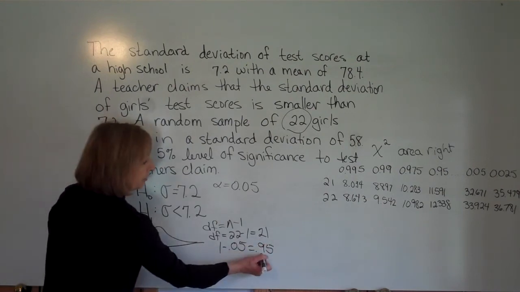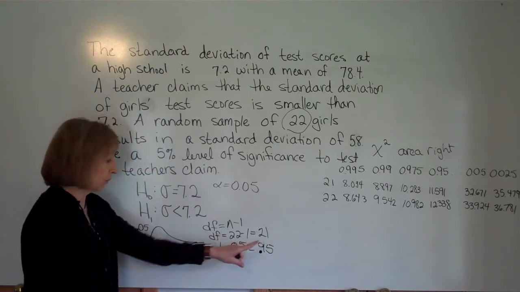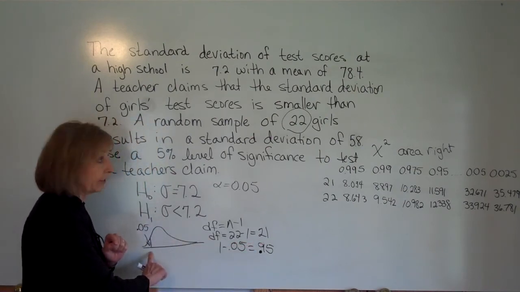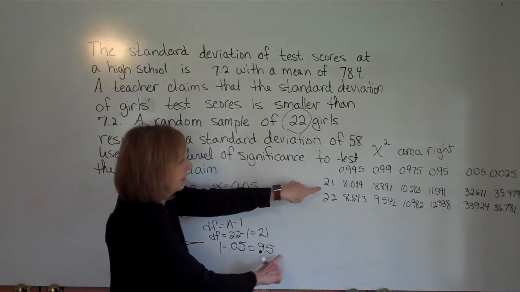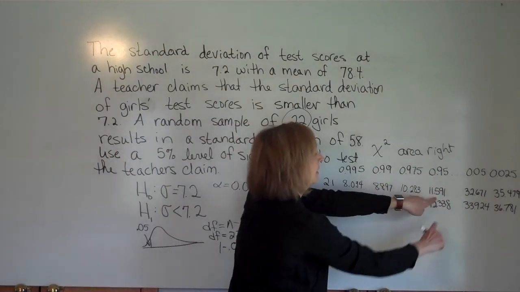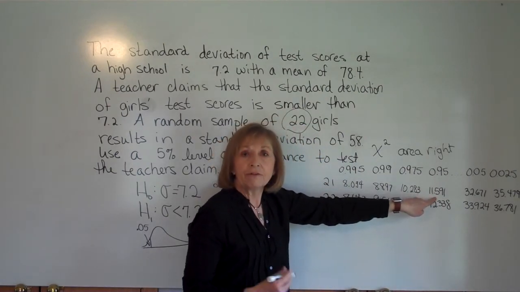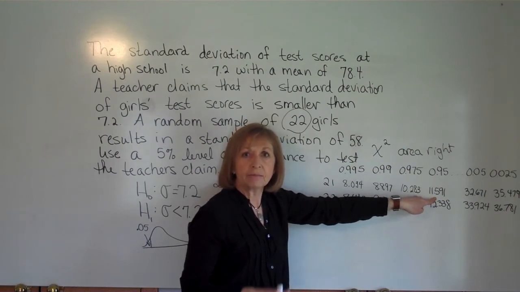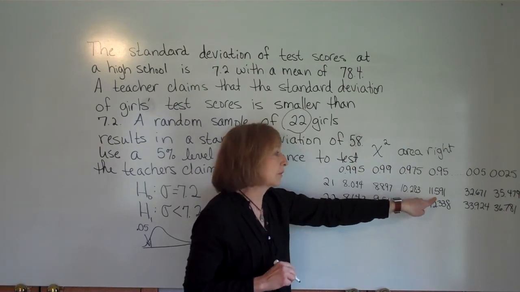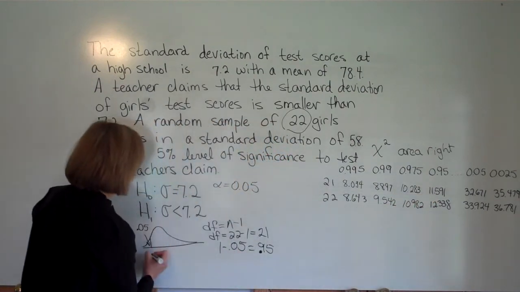So I'm going to look under the 0.95 column across from 21 to get this critical value. Across from 21, underneath the 0.95, that's 11.591. If you have a chi-square table out that you're looking at, make sure you look at the column headings and the row headings and see that you see the same number. So 11.591.